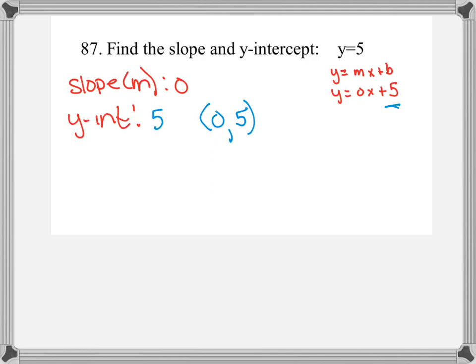If we had a vertical line, like x equals 5, we would have undefined slope. And in the case I just gave, x equals 5, there would be no y-intercept.